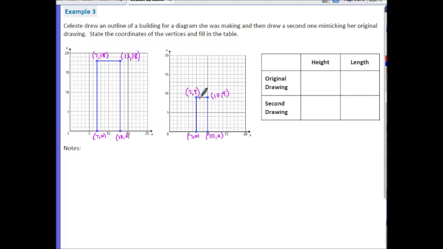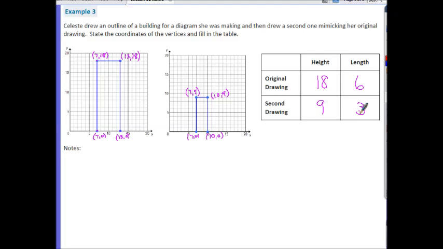Okay. Now we're asked to find the height and the length of each of the drawings. So let's start with our original drawing. The height goes from 0 up to 18, so it has to have a height of 18. And the length goes from 7 to 13, so if we count over 1, 2, 3, 4, 5, 6, that has a length of 6. For our second drawing here, we have a height going from 0 to 9, so that has to be a height of 9. Then we have a length going over 1, 2, 3.